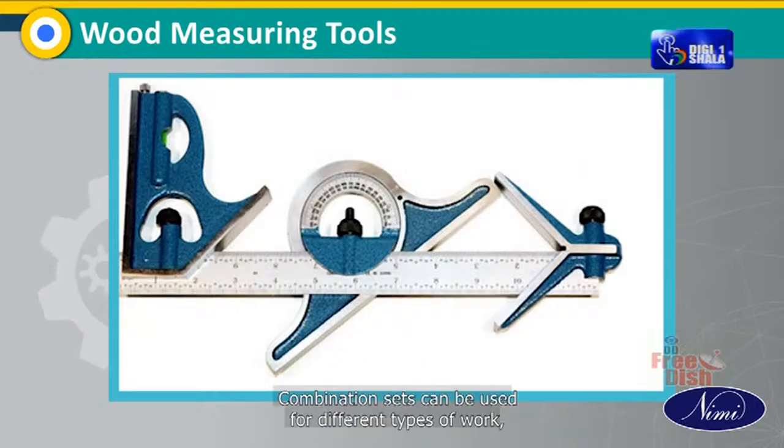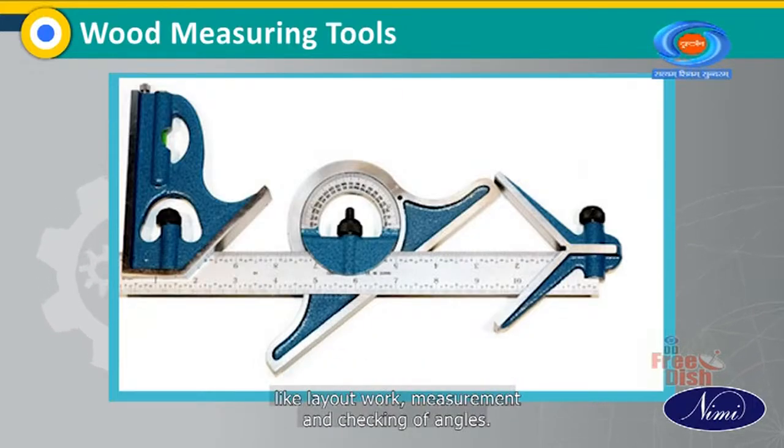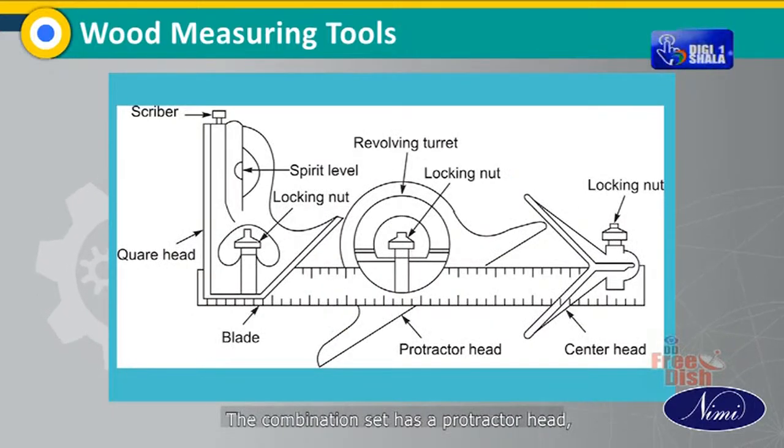Combination set. Combination sets can be used for different types of work like layout work, measurement and checking of angles. The combination set has a protractor head, square head, center head, and rule.